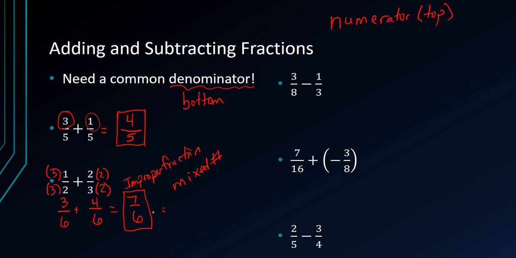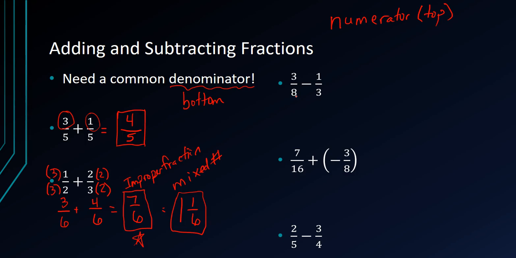I have no problem with improper though. So then you would see how many times does 6 go into 7? 1 time, and there would be 1 left over. So either one of those answers is correct. I personally usually leave them improper because that's one less step I have to worry about.